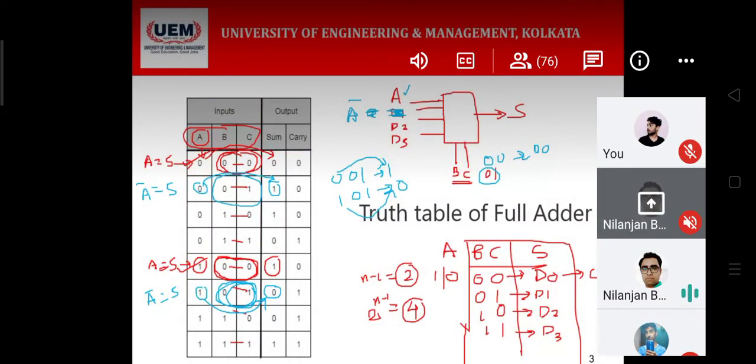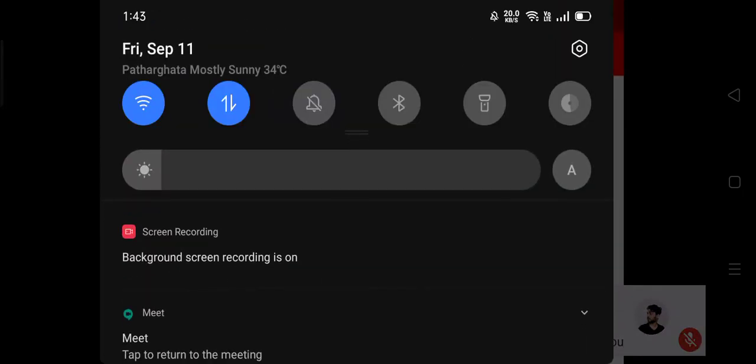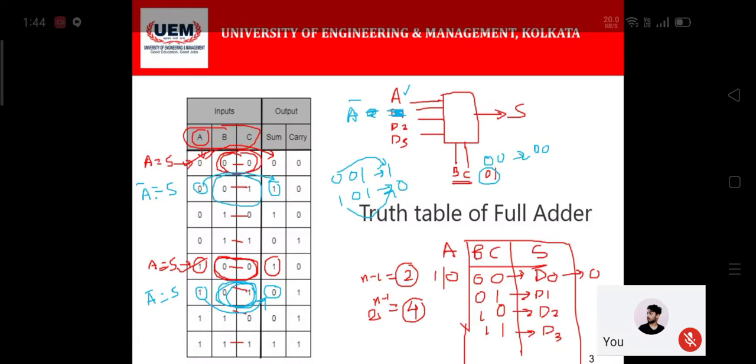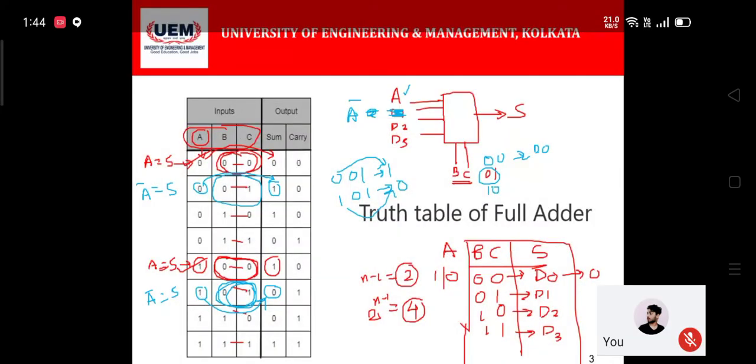The sum is actually following the complementary value of A, or the A bar. Whatever the value of A is, that gets complemented and we get the sum part. Then what about the third case, when B and C have a value of 1 0?